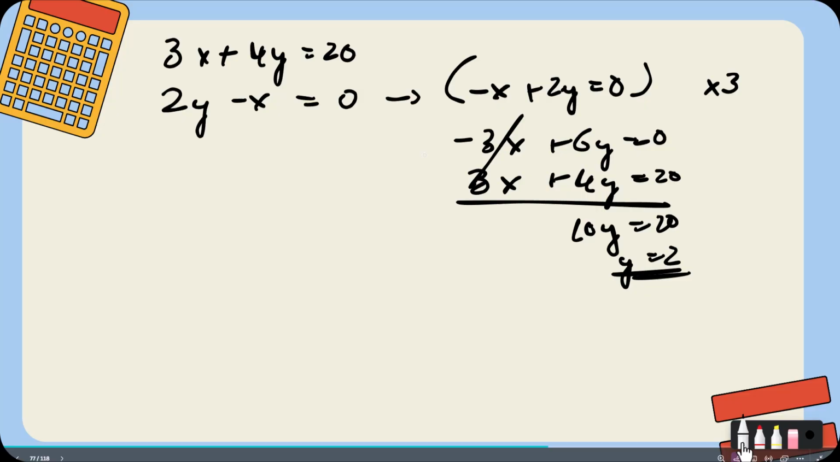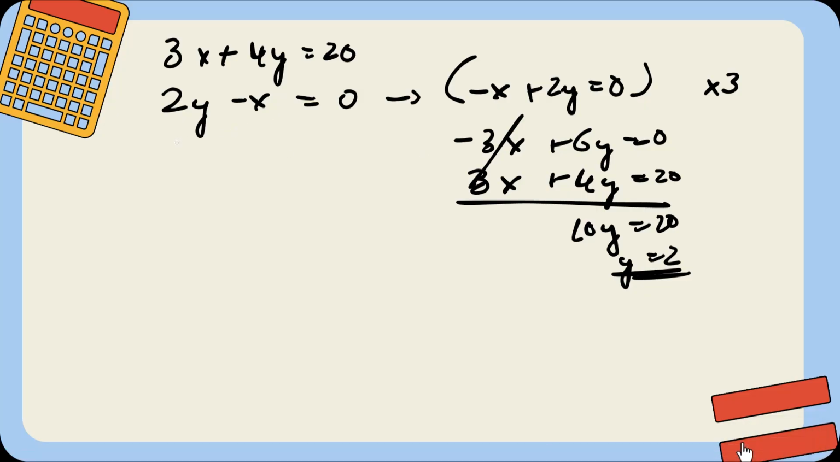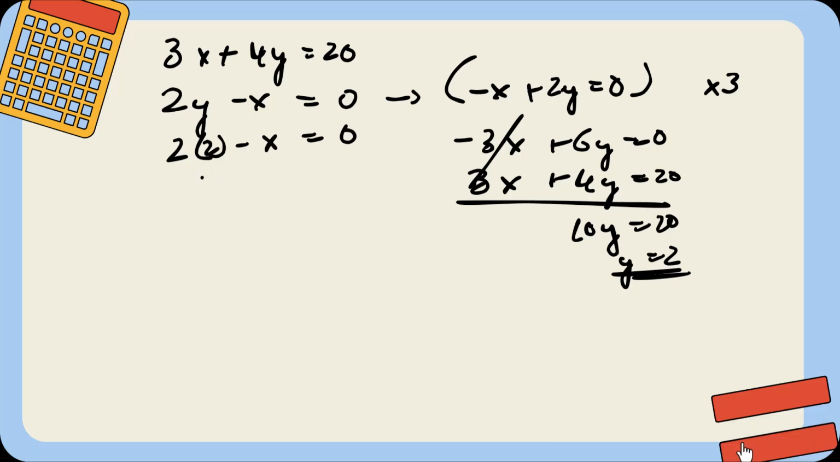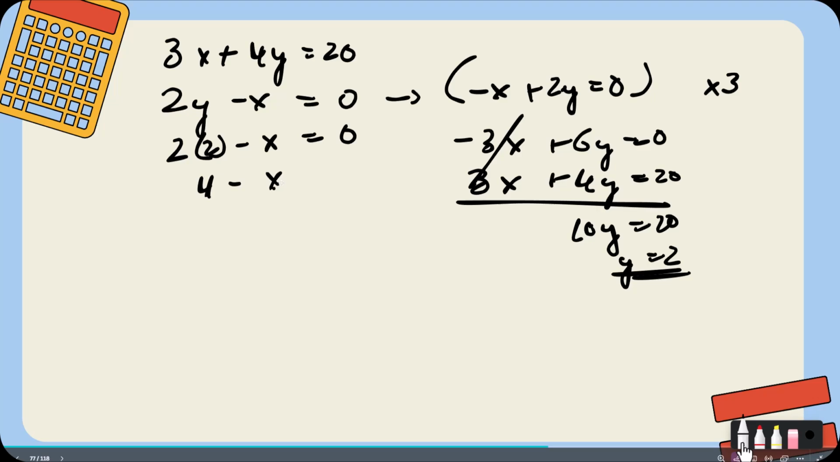I'll show you what. 2 into 2 minus X is equal to 0. So 2 2s are 4, right? And minus X is equal to 0. So X is equal to 4. So X is 4 and Y is 2 is the solution. So I can say 4 comma 2. 4 comma 2 is the solution.